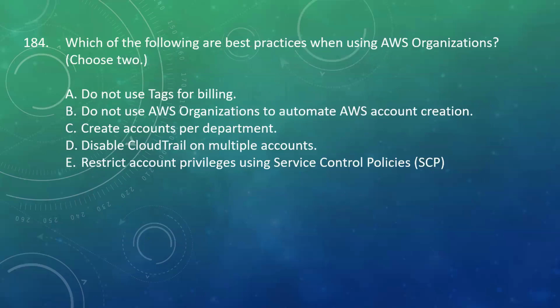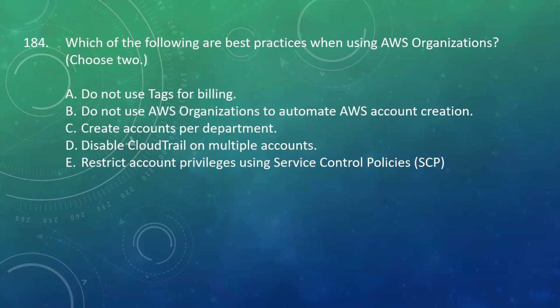Question number 184 of the series. Which of the following are best practices when using AWS Organizations? You need to choose two options. Your options are: do not use tags for billing, do not use AWS Organizations to automate AWS account creation, create accounts per department, disable CloudTrail on multiple accounts, restrict account privileges using service control policies.